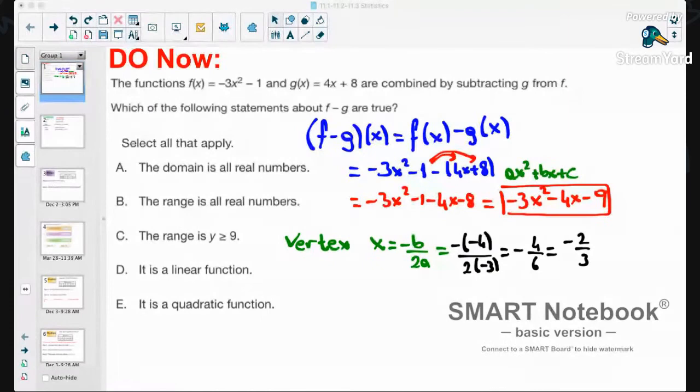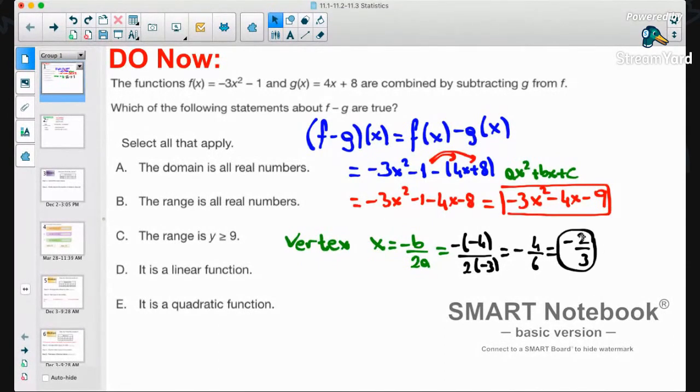Let's continue. Now we need to find the y-coordinate of the vertex. How are we going to find the y-coordinate of the vertex? You need to substitute the x-coordinate into the expression. Let's do it. y is equal to negative 3 times negative 2 over 3 squared minus 4 times negative 2 over 3 minus 9.